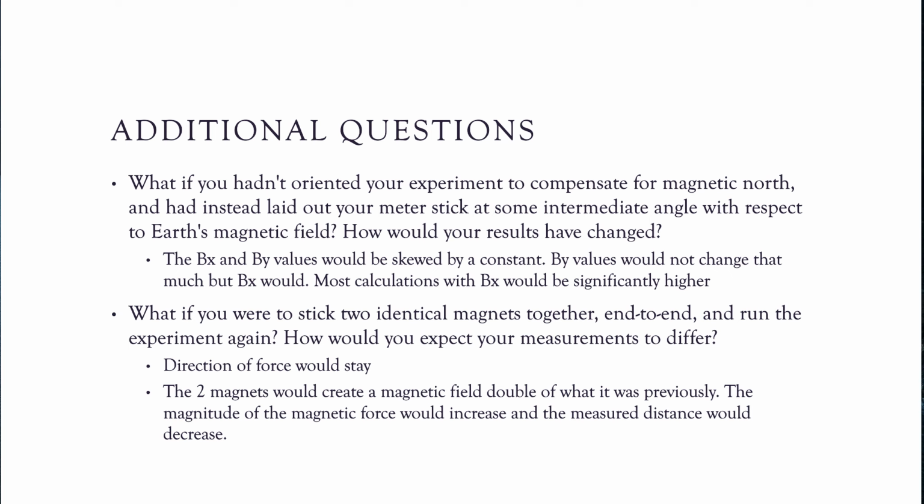And what if you were to stick two identical magnets together end to end and run the experiment again? How would you expect your measurements to differ? So the direction of the magnetic field would still stay the same. However, the magnitude would be almost double of what it previously was, and the magnitude of the magnetic force would increase, and the measured distance would also decrease since there is a stronger magnetic force.